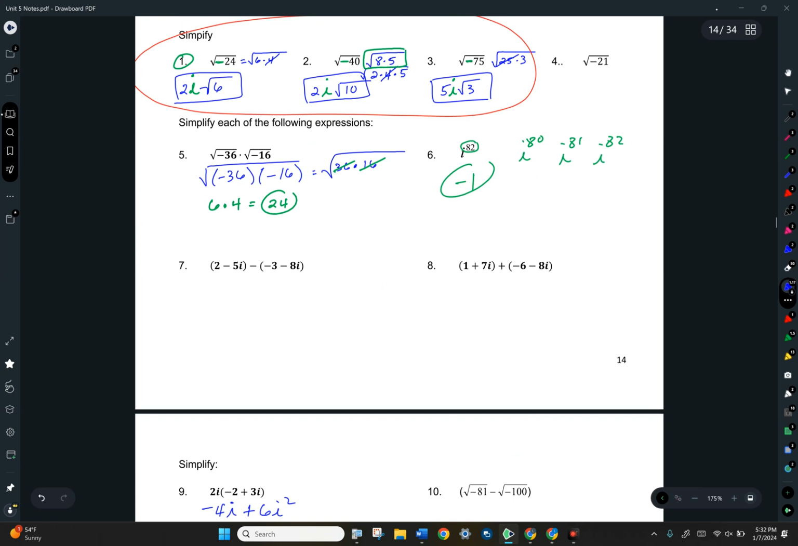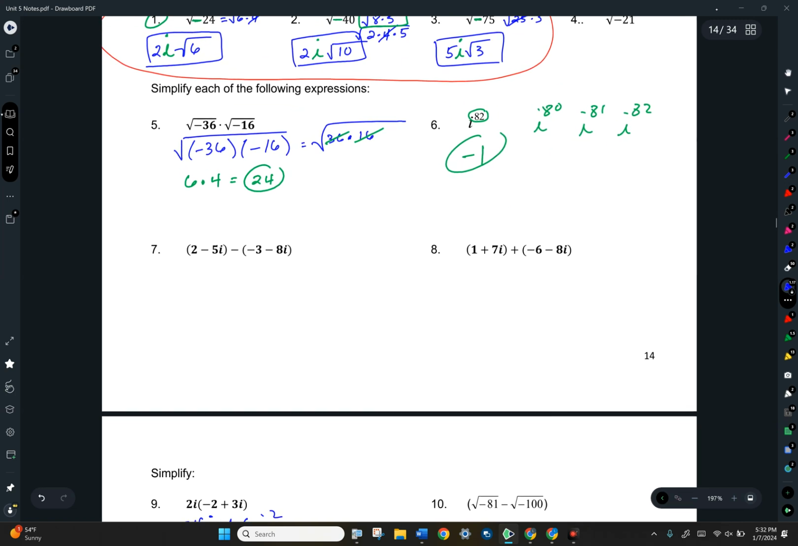Let's see, did I cover it? Now, if I come up here to number 7, the reason I had skipped over them is because there was going to be no problem. Now, this is not a FOIL. If I have a minus right here, I do need to distribute that negative. So I've got 2 minus 5i. If I distribute, that's going to become a +3. Distribute again, so that's going to become a +8i.